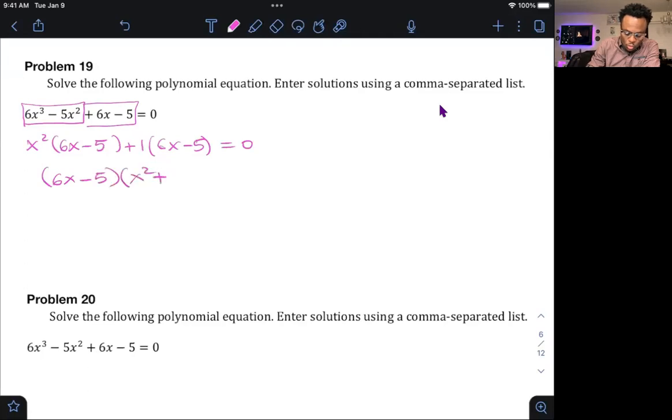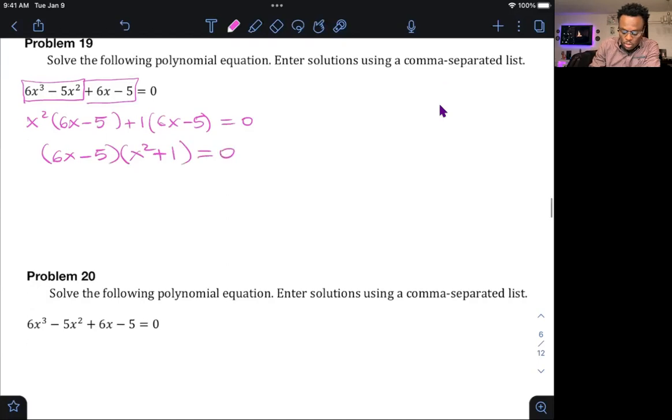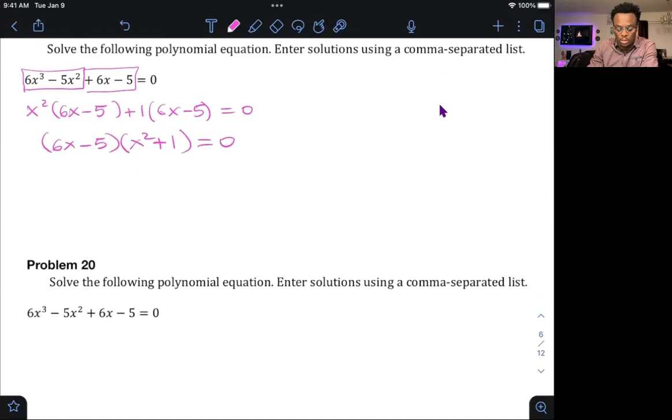It's x squared plus 1 equals 0. So apply the zero product property: 6x minus 5 equals 0, or x squared plus 1 equals 0. X squared plus 1 cannot be solved as an equation in the set of real numbers only, because you cannot square a number and add a positive number for this to be 0. So that's going to be complex, but that's fine. Just wanted to point that out.